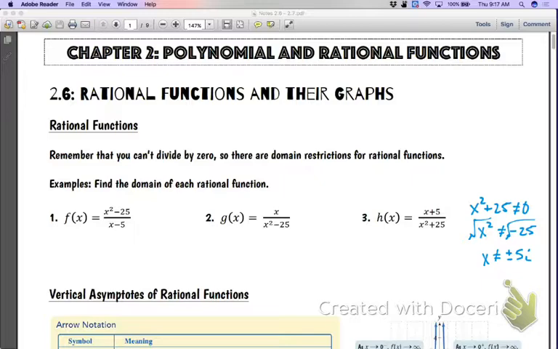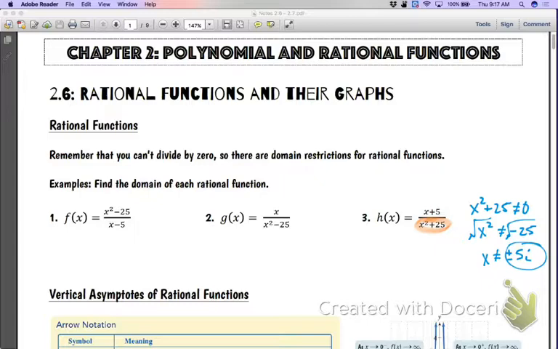So if you get an imaginary answer here, are you going to have a restriction? No. Is there any time that is going to be 0? That x squared plus 25, is there any number that I can plug in, no matter how big or how small? What if I plug in a -5? What's -5 squared? What's -5 times -5? 25, right? Well, what's 25 plus 25? 50. So that didn't work.